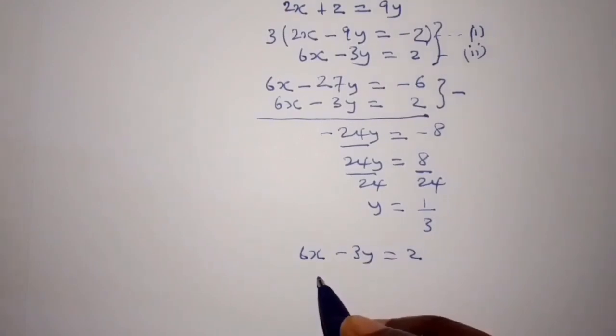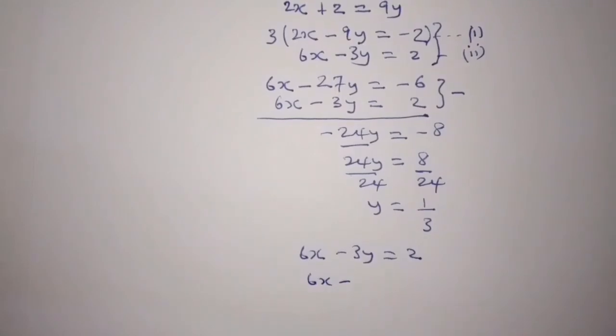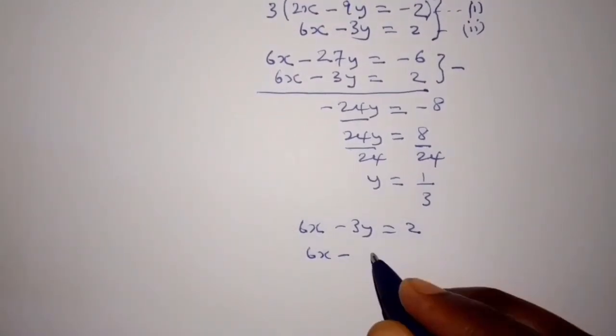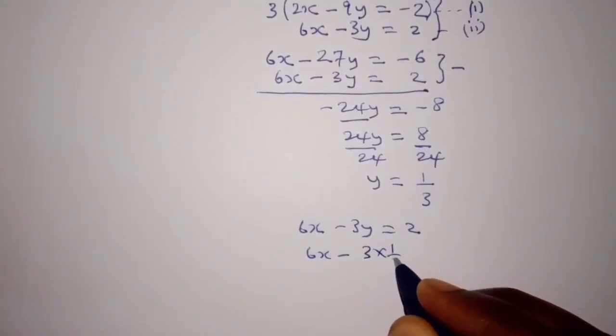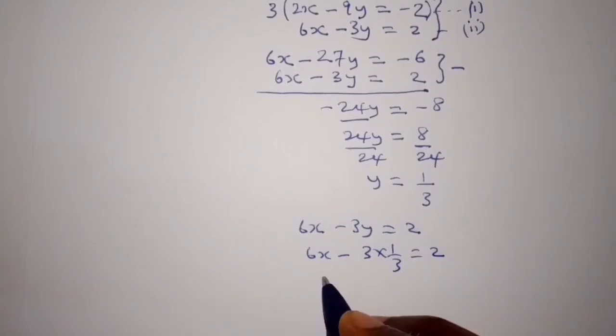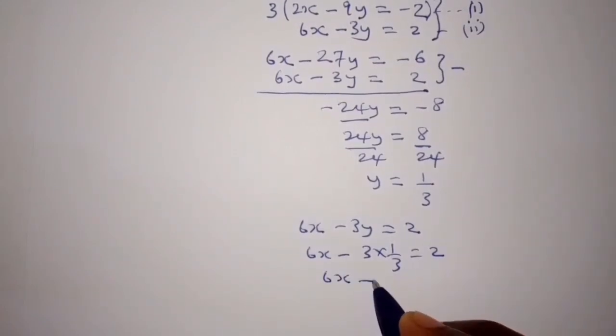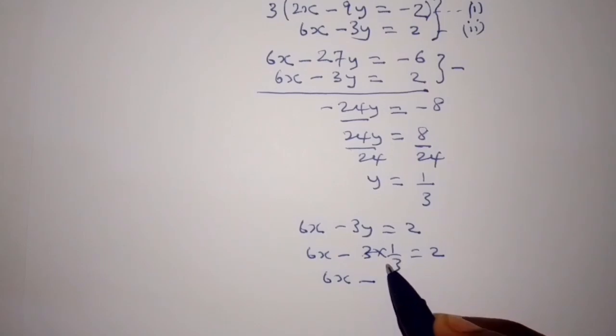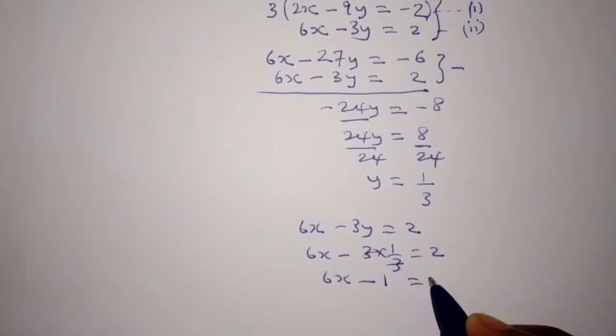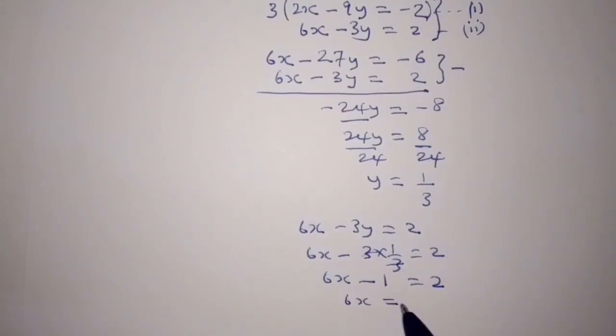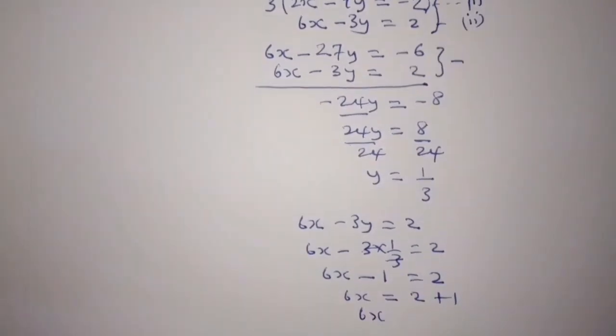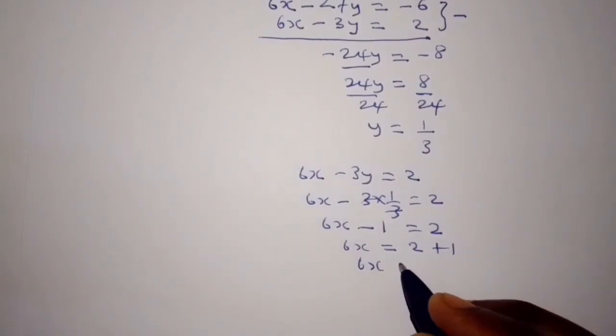So we can say that 6x minus 3 times 1 over 3 is equal to 2. 6x minus 3 cancel 3, minus 1 is equal to 2. 6x is equal to 2 plus 1. Negative 1 goes to the other side and becomes positive 1. 6x is equal to 3.